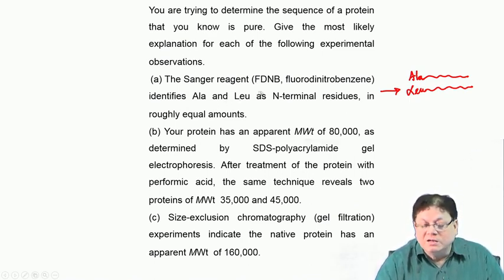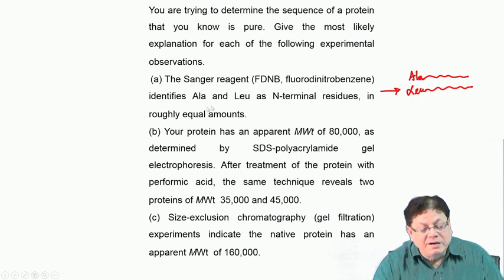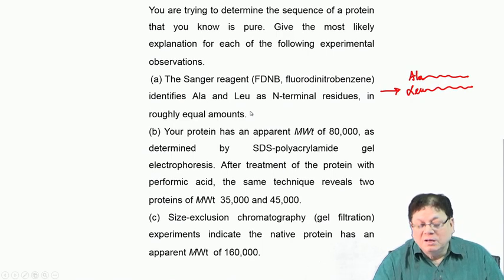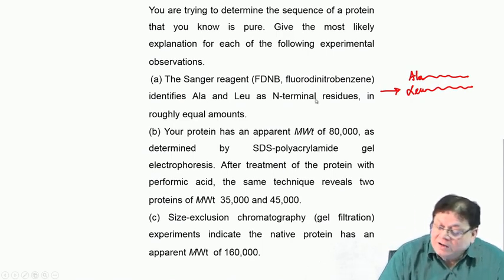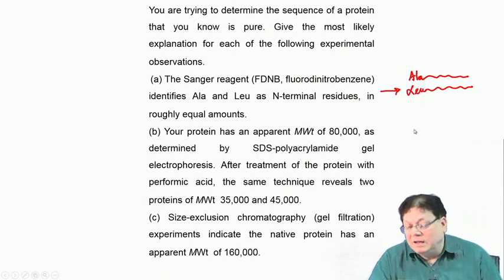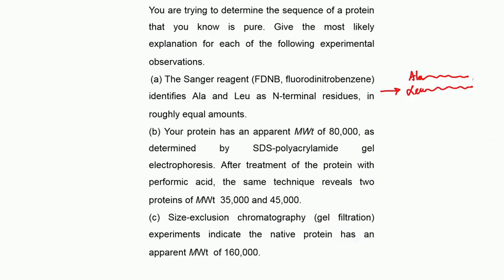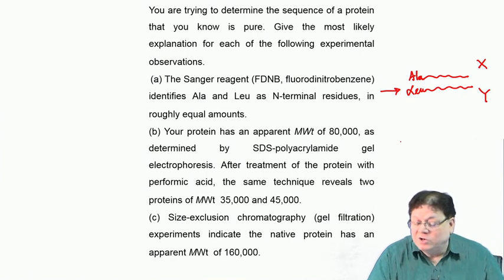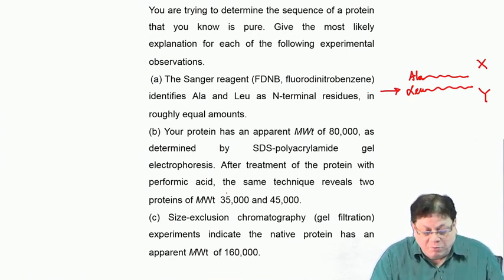Sanger's reagent, that means 2,4-dinitrofluorobenzene or FDNB, identifies two N-terminal residues, alanine and leucine, in roughly equal amounts. So, what does it indicate? It indicates that the protein has at least two chains, where one chain has alanine as the N terminus, and the other chain has leucine as its N terminus. This is your X chain and this is Y chain. Okay. And we will come back to how these are tied together, that is in the problem itself.